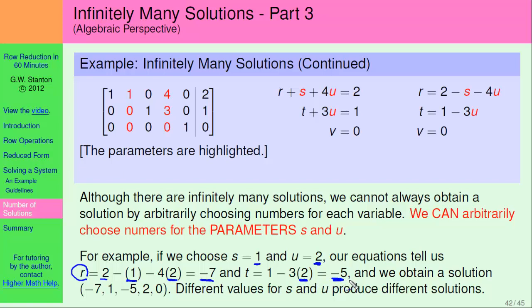And then we obtain a solution which gives us the values of each variable. -7 for r, 1, which we just randomly chose for s, -5 for t, and 2, which we randomly chose for u, and 0 for v because we know that v always has to be 0. In this way, we have the ability to generate infinitely many solutions because we can make infinitely many different choices for s and u, and each different choice will produce a different solution.